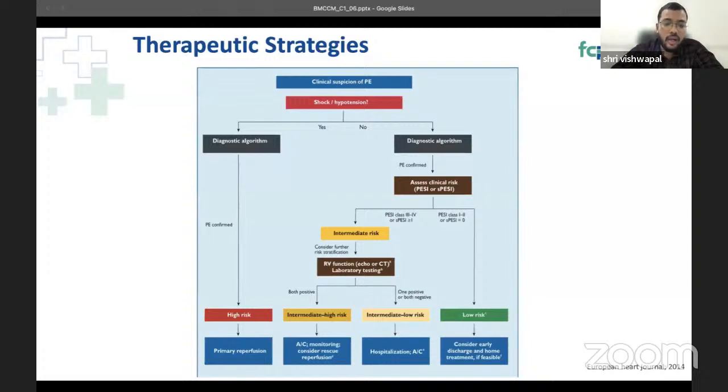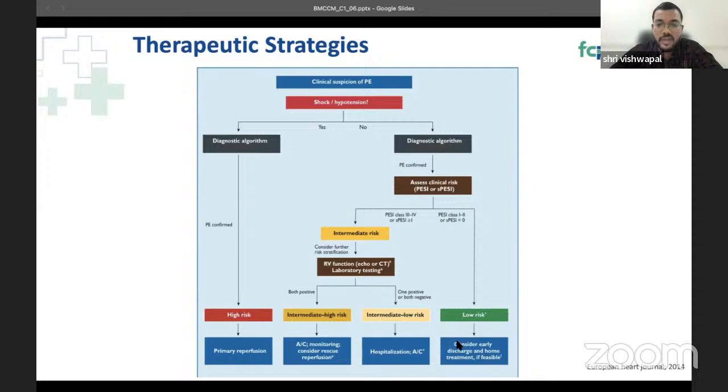So this is an overall therapeutic strategy. If the patient is suspected of pulmonary embolism, we'll look for shock or hypotension. If there's shock, we'll go for the diagnostic algorithm, and if the patient is high risk, we'll go for primary reperfusion. If shock is not present, we'll go for the PESI scale. With the PESI scale, we'll say whether the patient is intermediate risk or low risk.